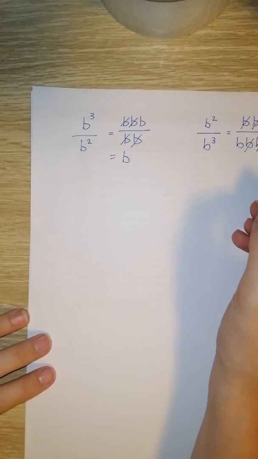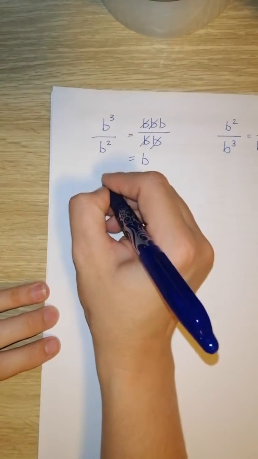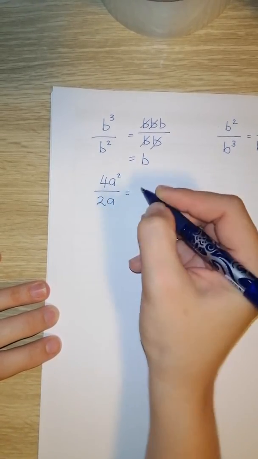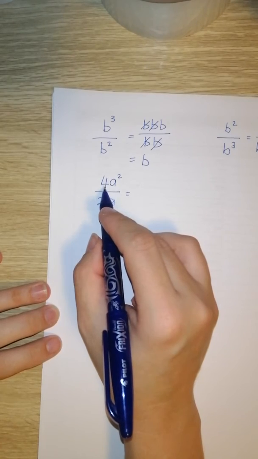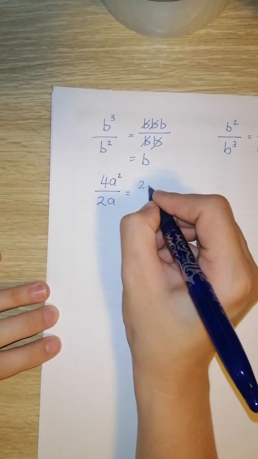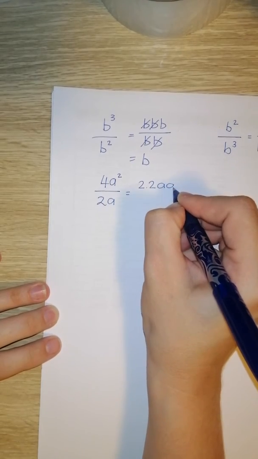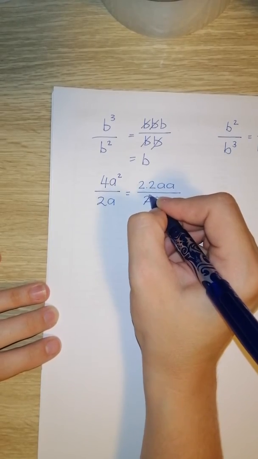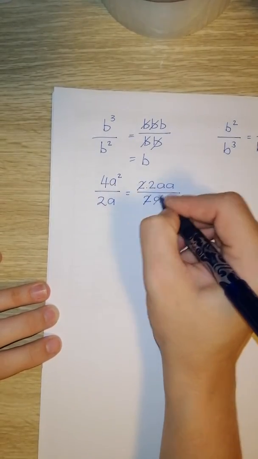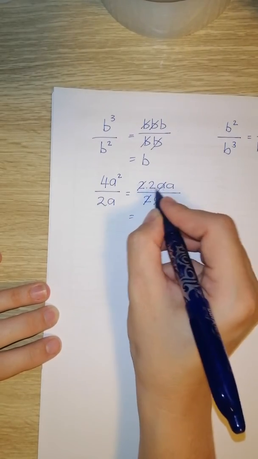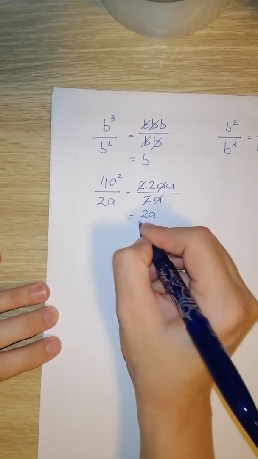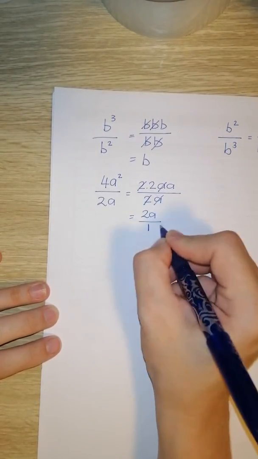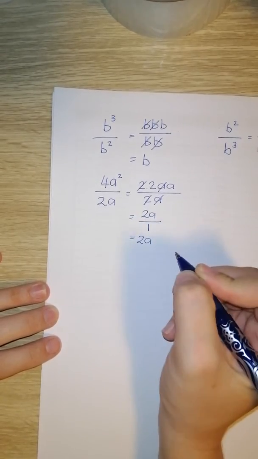Right, let's try where we add some numbers. Let's do 4a squared over 2a. So I'm going to write that out as a product of its primes. So that's 2 times 2, a times a, over 2a. Those 2s, the number divided by itself results in 1, the same with a. So what I have left is 2a at the top. Again, there is a 1 at the bottom, but it's also implied. I don't have to write that. I can just have 2a.